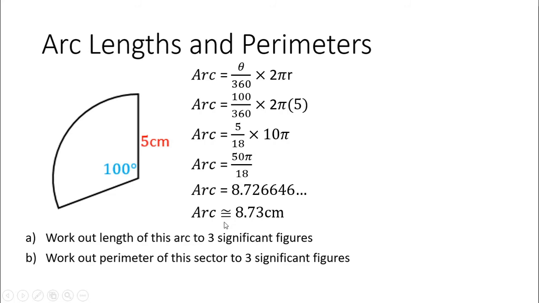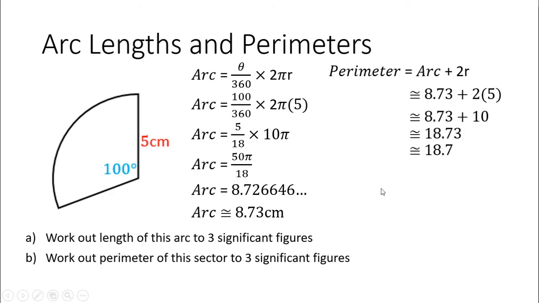Right, we've got our arc length, so now to work out the perimeter of this sector. The perimeter is equal to the arc length that we see here, plus this radius, plus this radius. So arc length plus 2 radii. That arc length is approximately right. See, I've already used the rounded answer here, so I'm not going to say it's exact. Plus 2 radii, and the radius is 5, so 2 times 5. That's going to give us 18.73. And all of these are approximations because I've used this rounded answer here.